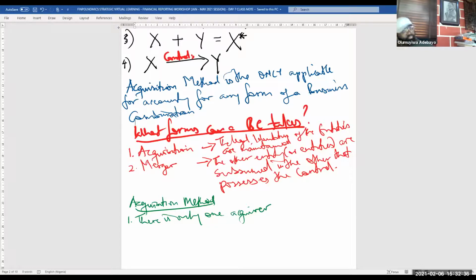Okay, I believe that NIPCO is the acquirer because NIPCO acquired a significant number of the entity's shares. Actually, I don't have the exact figure, but I know that NIPCO is controlling a significant share in Mobile. That makes NIPCO the acquirer. Why is Mobile the acquirer? Who else wants to contribute?